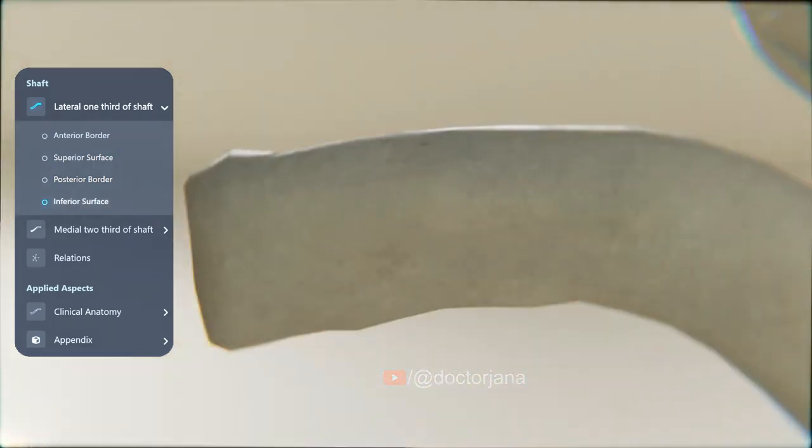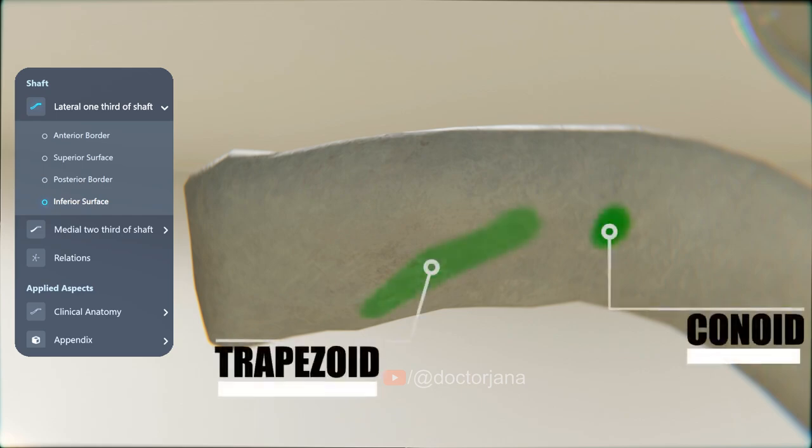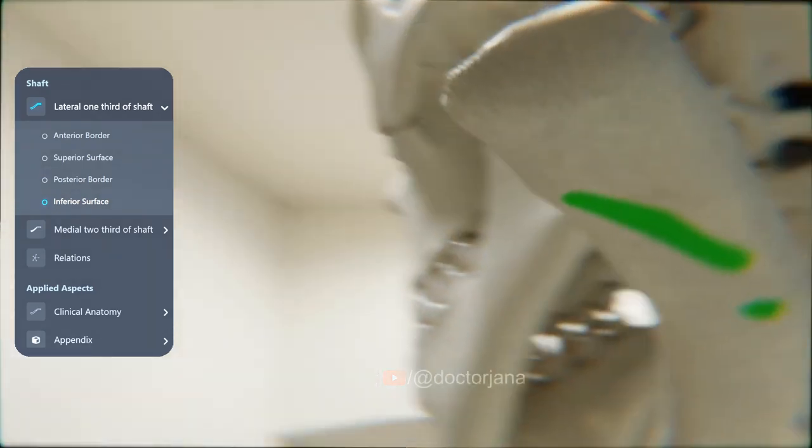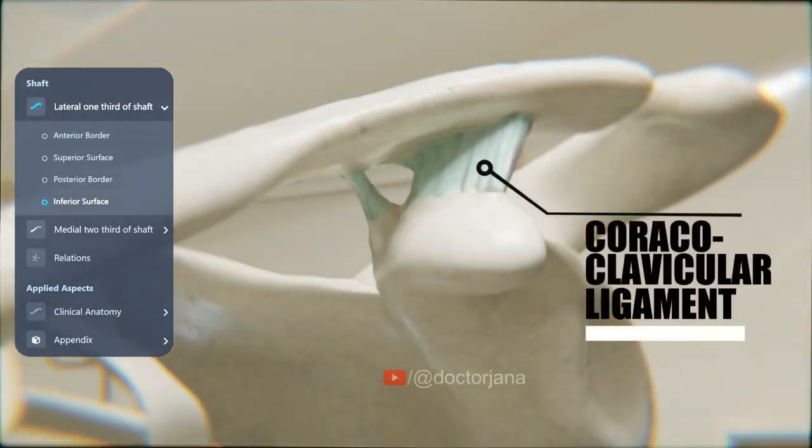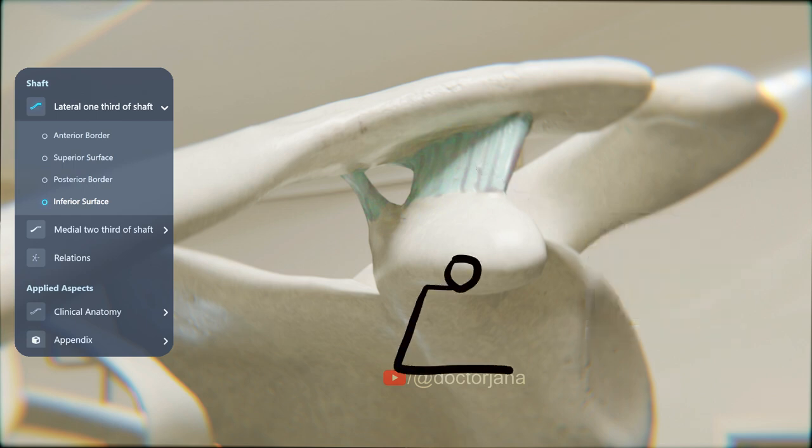The inferior surface has a conoid tubercle and a trapezoid ridge. This is where the conoid and trapezoid parts of the Coracoclavicular Ligament are attached. This is the Coracoclavicular Ligament, which plays a crucial role in transmitting the weight of the upper limb from the scapula to the clavicle.